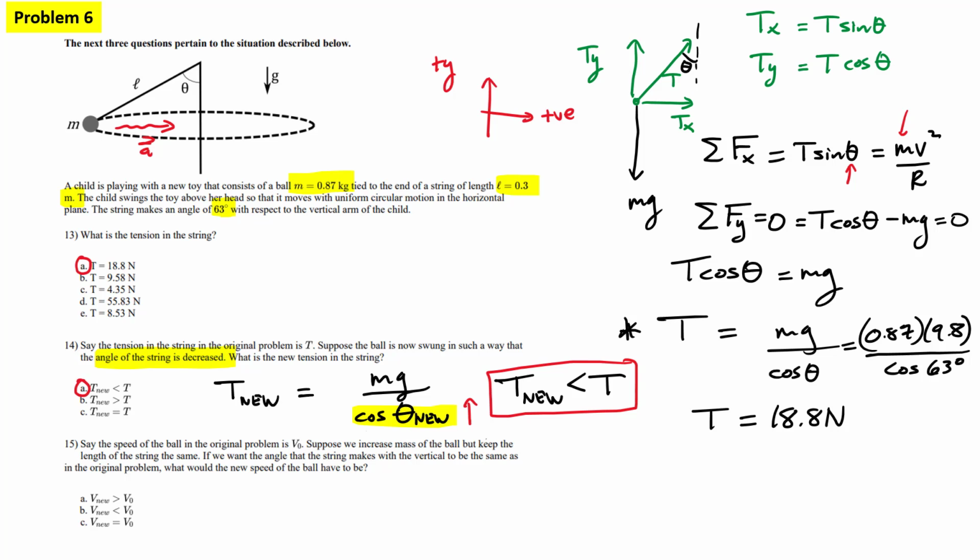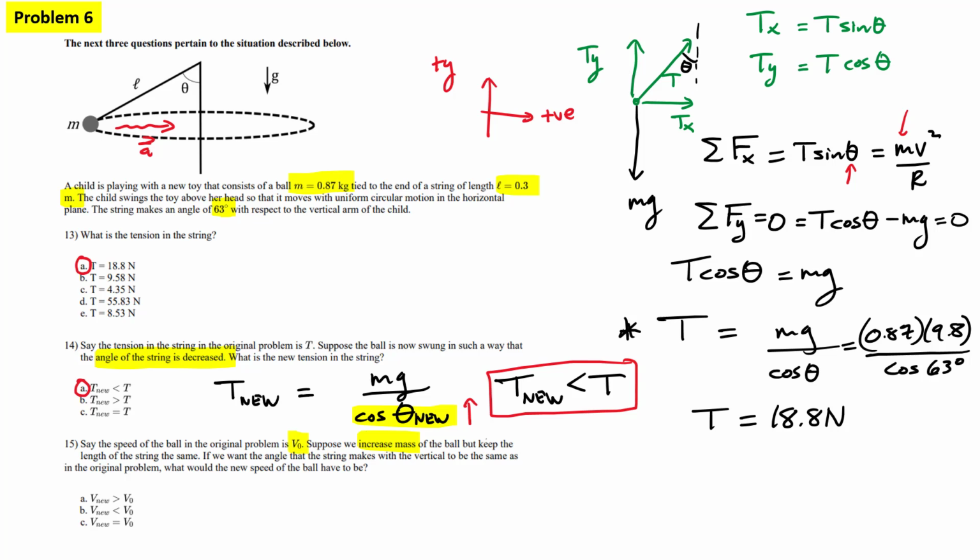All right, this problem down here says, say the speed of the ball in the original problem is v0. Suppose that we increase the mass of the ball, but keep the length of the string the same. If we want the angle the string makes with the vertical to be the same as the original problem, what would the new speed of the ball have to be?